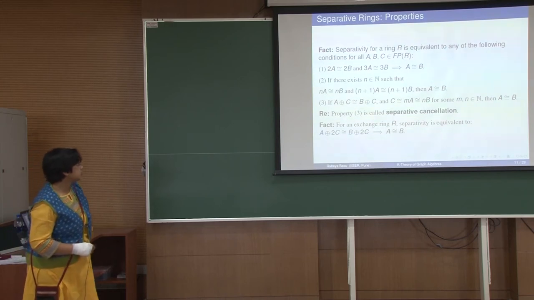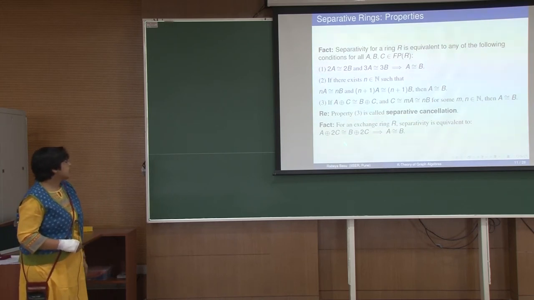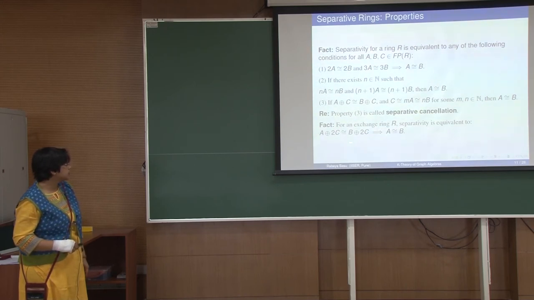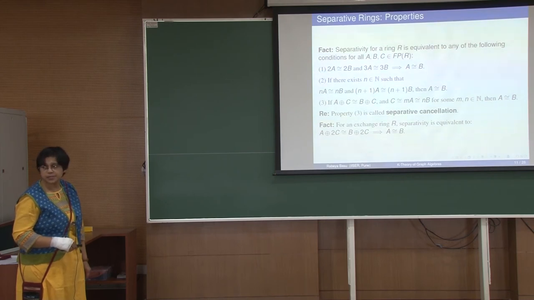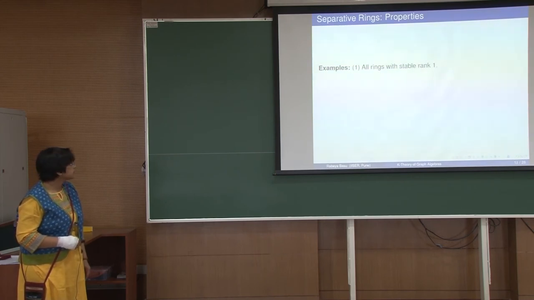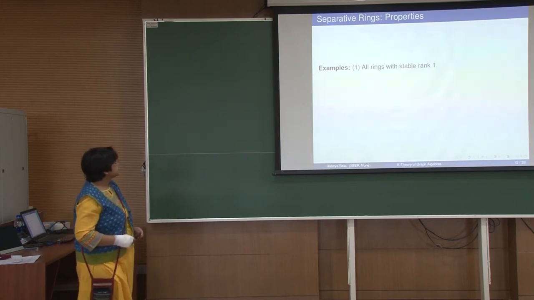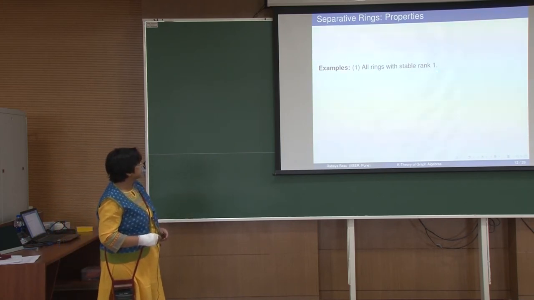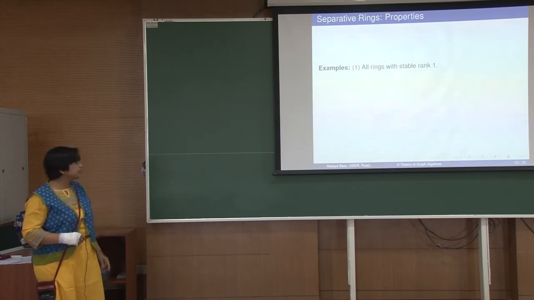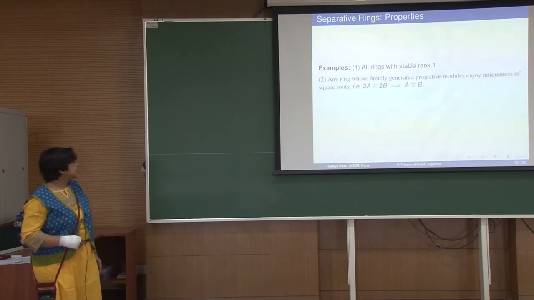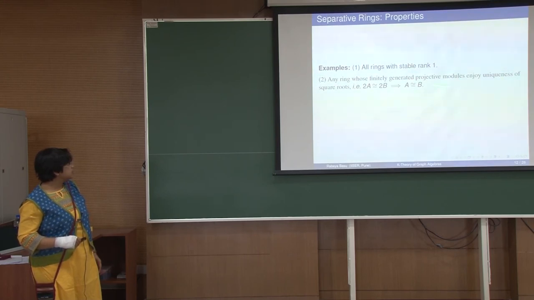So property 3 is called separative cancellation. And the fact is that for an exchange ring R, separability is, one can show, equivalent to checking that A direct sum C isomorphic to B direct sum C implies that A is isomorphic to B. Examples of separative rings: all rings with stable rank 1. If you see the literature, it is a large class; Leavitt path algebras have stable rank 1. And any ring whose finitely generated projective modules enjoy the uniqueness of square roots.